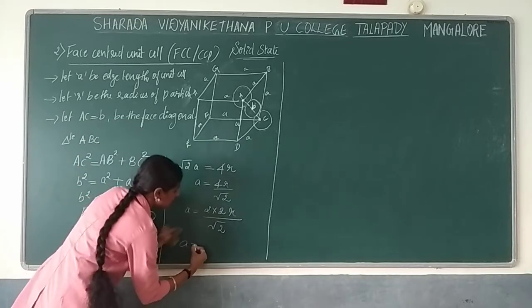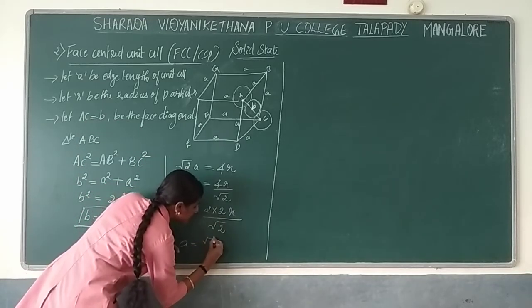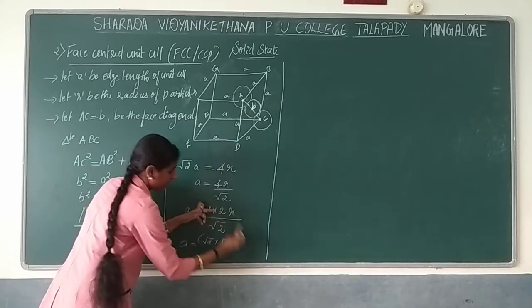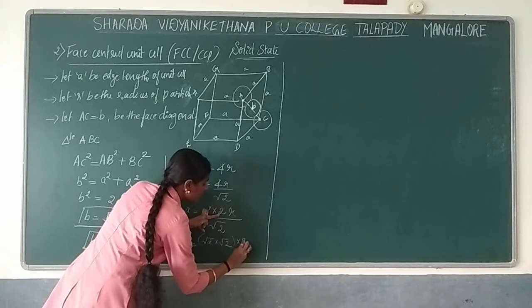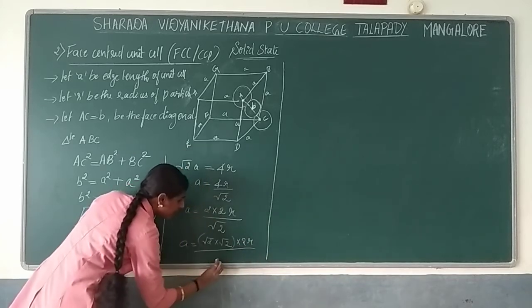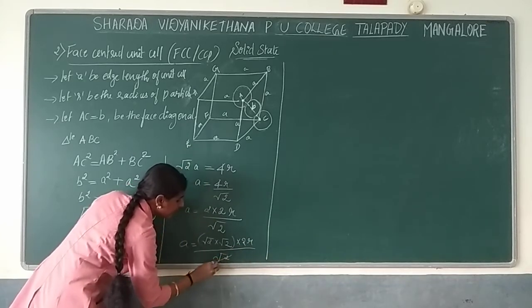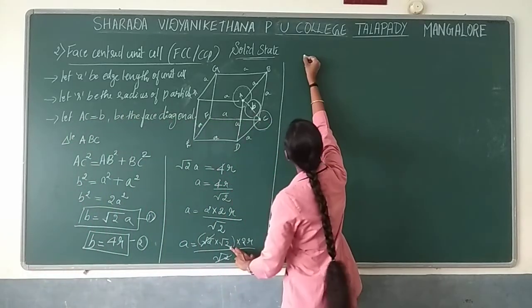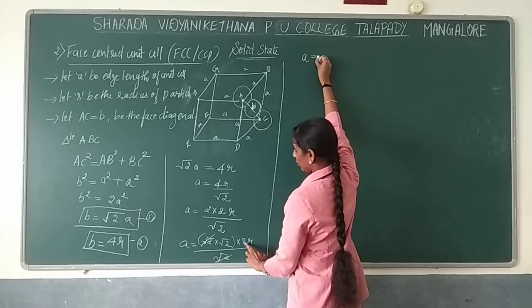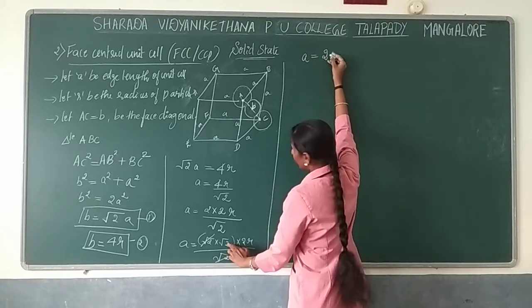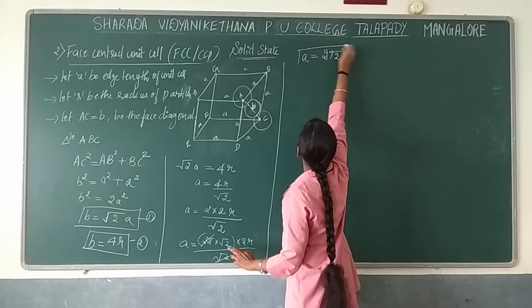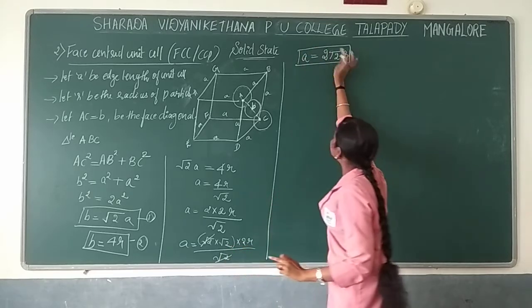I can write 2 as root 2 into root 2, which is nothing but 2 itself, into 2R as it is, and root 2 is there, so I'll just cancel. So what value do I get? A is equal to 2 into root 2R. So A as well as R I have related.